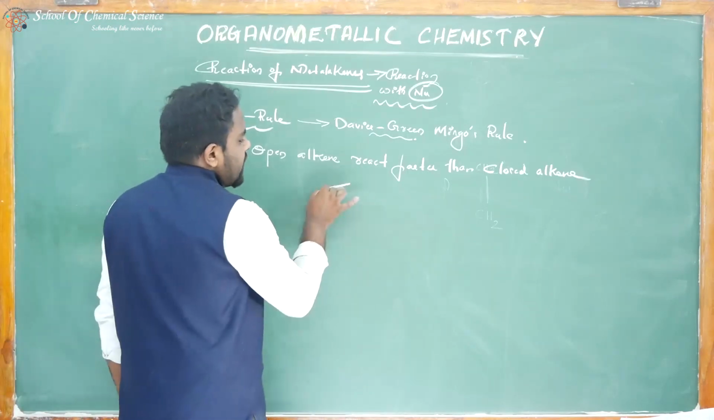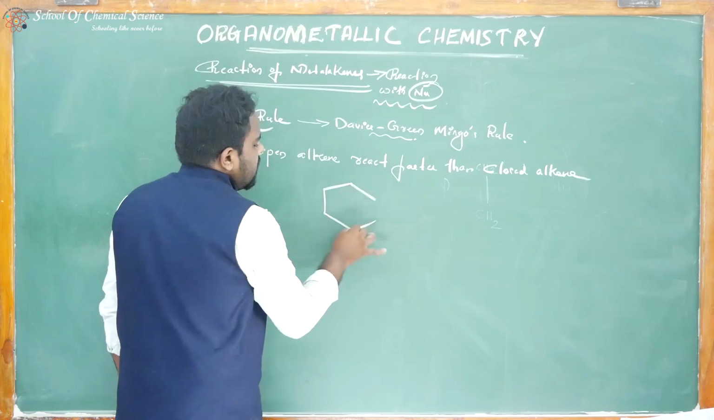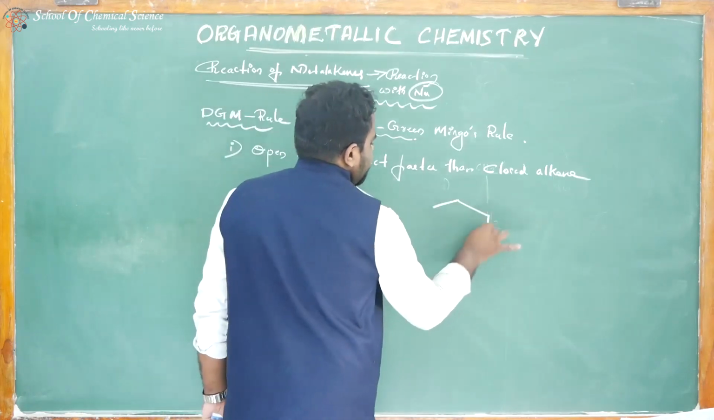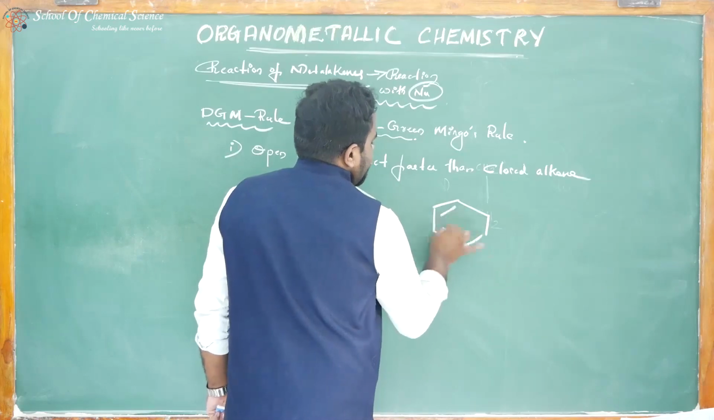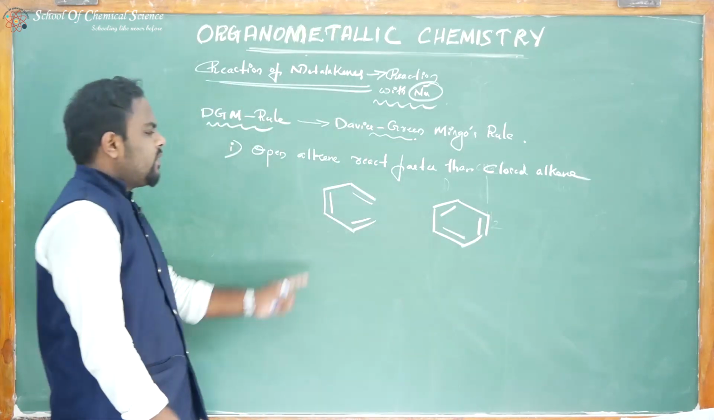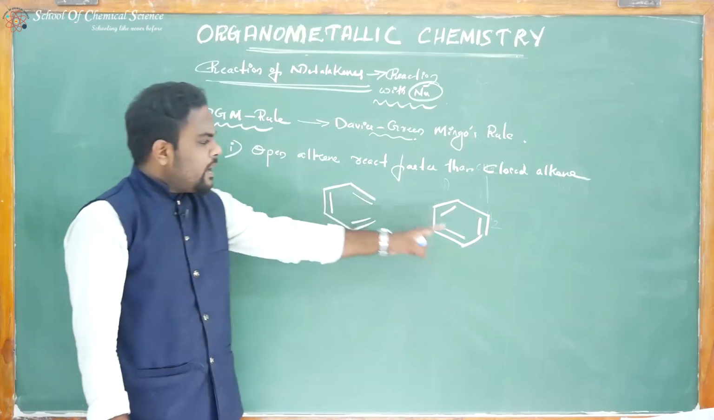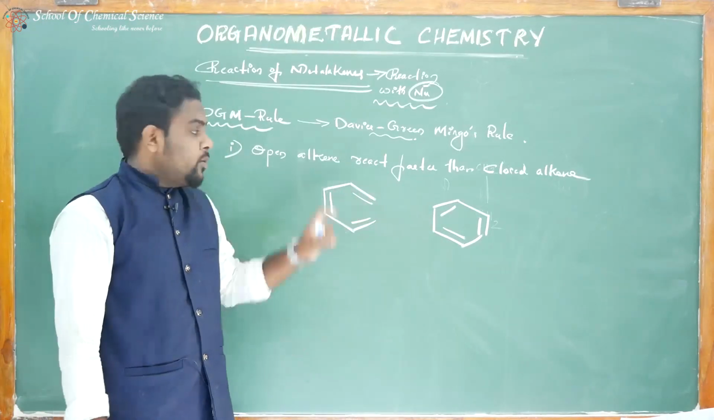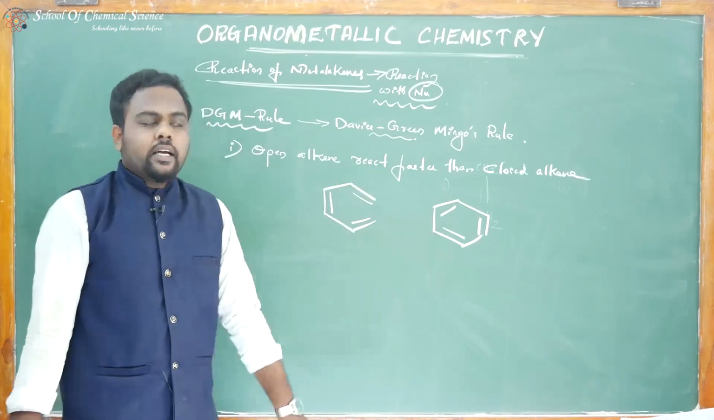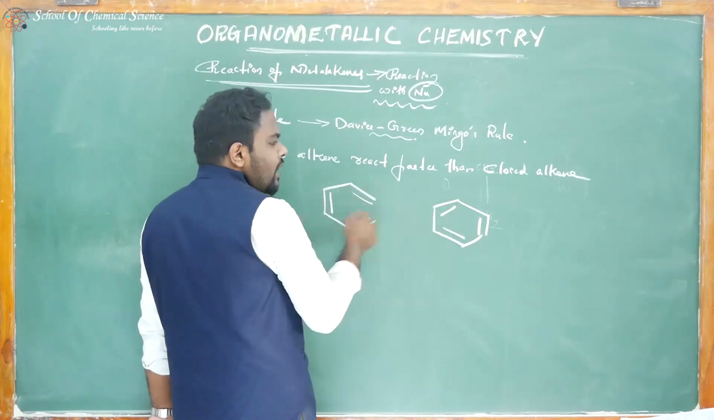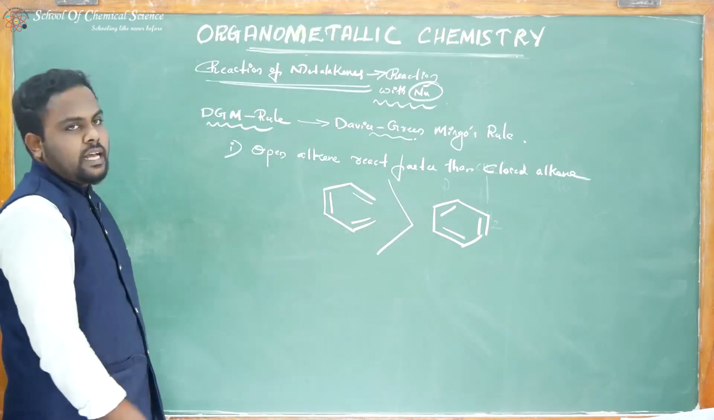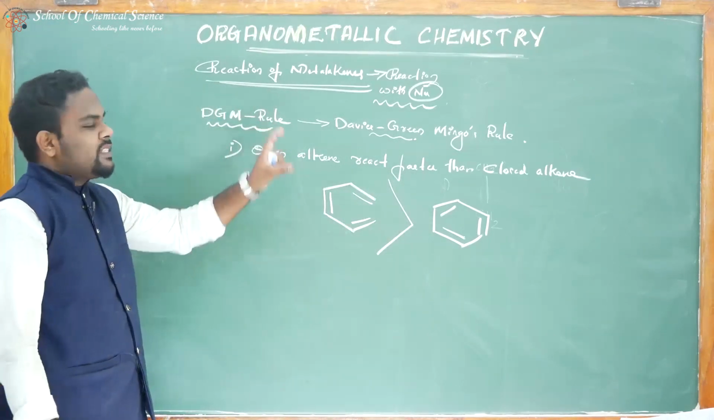For example, double bond, single bond, double bond, single bond, double bond, and a 6-membered benzene. What is the difference between these two? Both have 6 carbons and 3 pi bonds, but one is open, the other is cyclic. So definitely, comparing these two, the open alkene is more reactive than the closed alkene. That is the first Davis-Green-Mingos rule.